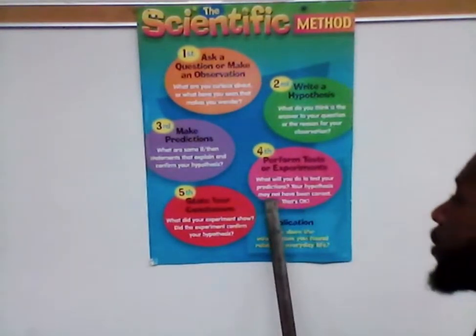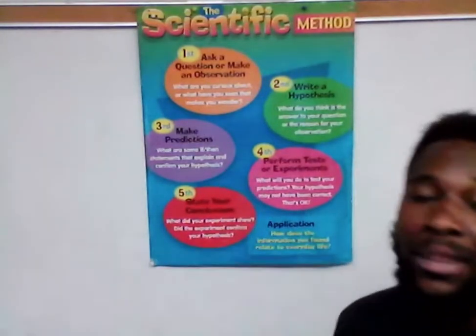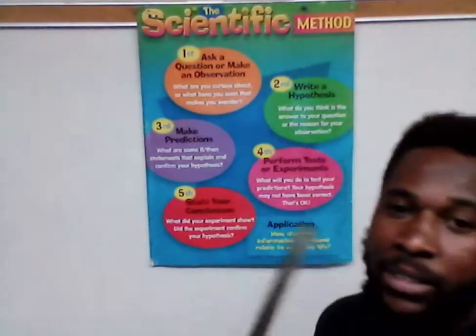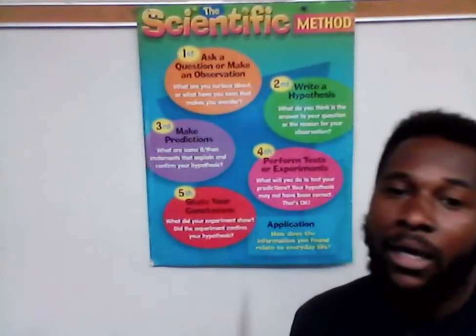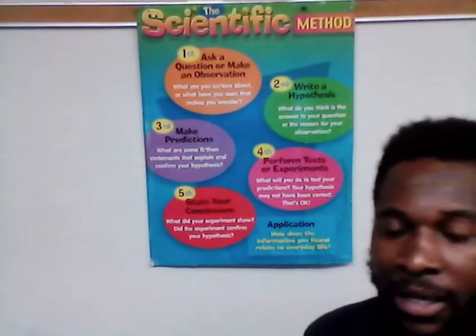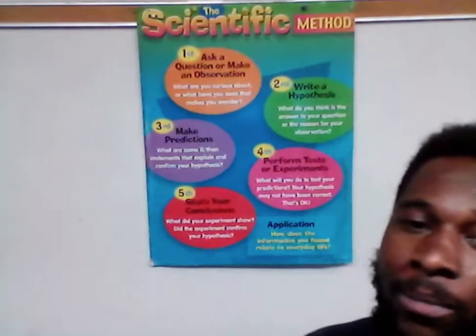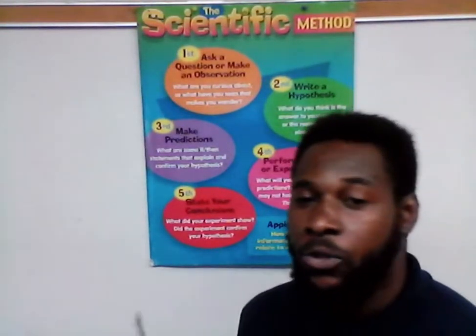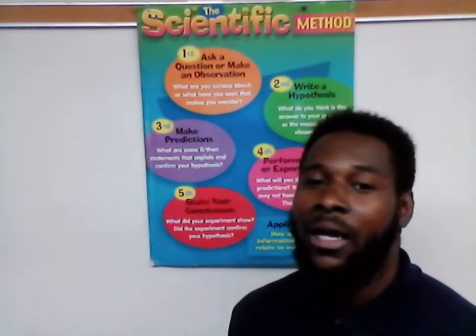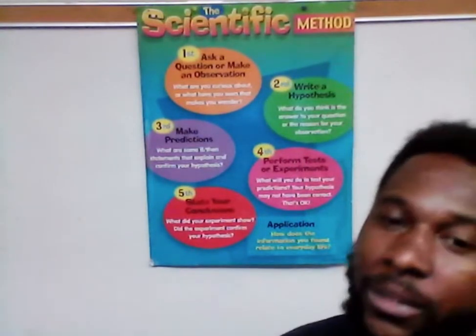Your hypothesis may not have been correct, and that's okay. So, this says it's okay. In our class, we're going to call that falsifiable. Okay? Falsifiable is the ability to know you are wrong for a right reason.